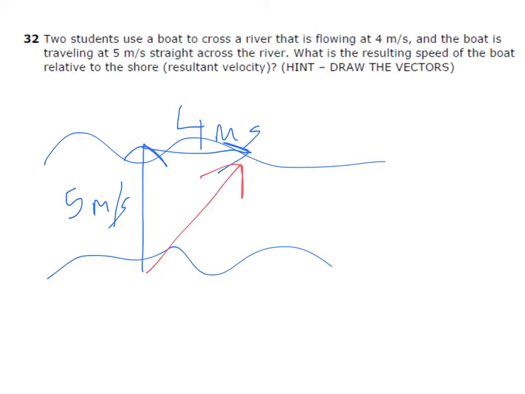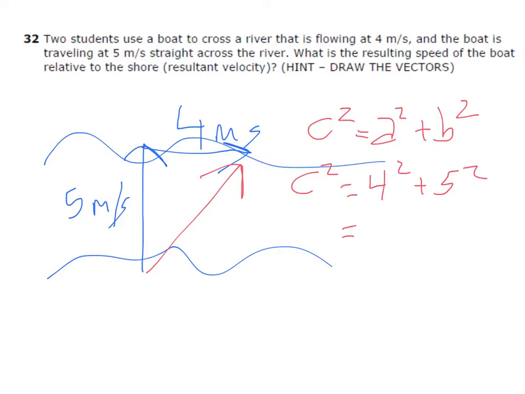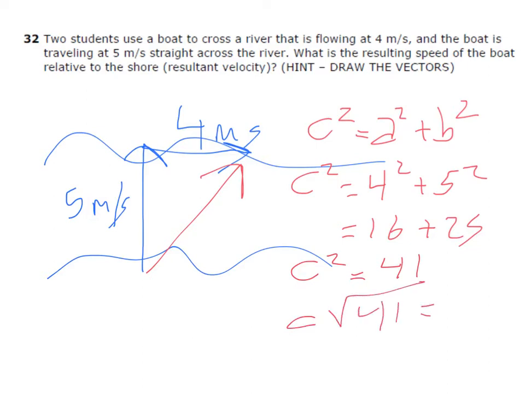So we can do that with the Pythagorean theorem. c squared is equal to a squared plus b squared, which means that the square of the resultant is equal to 4 squared plus 5 squared, which means that it's equal to 16 plus 25. So c squared is equal to 41. So c is equal to the square root of 41, which is about 6.4 meters per second.